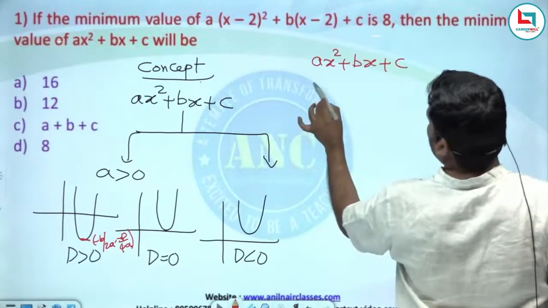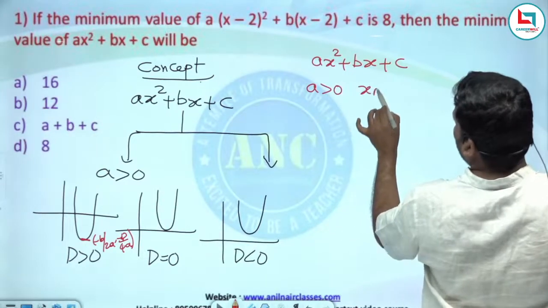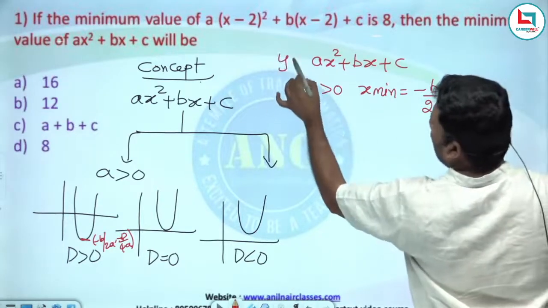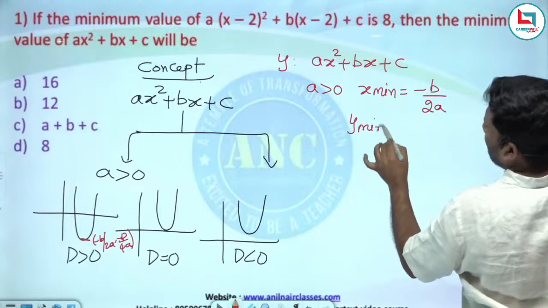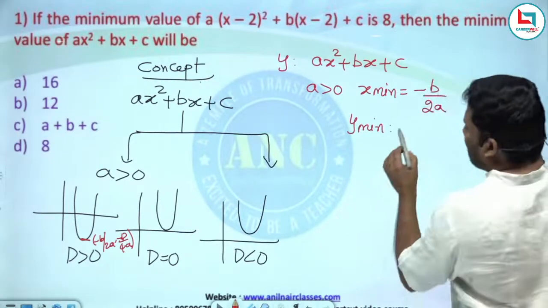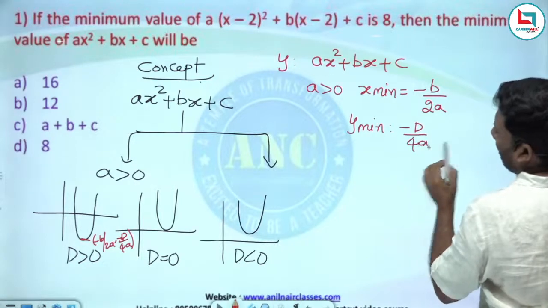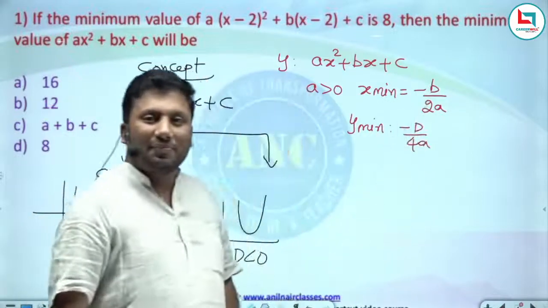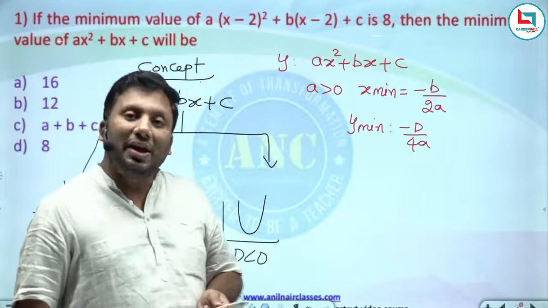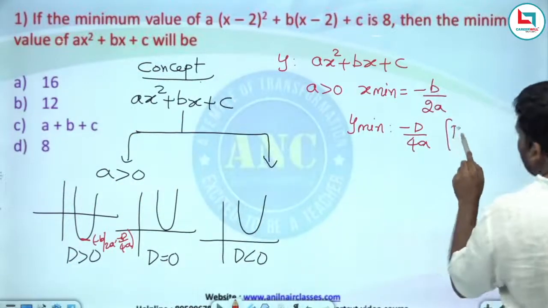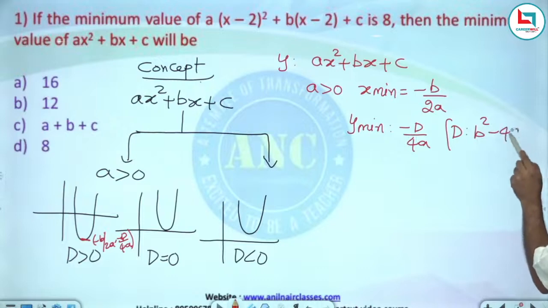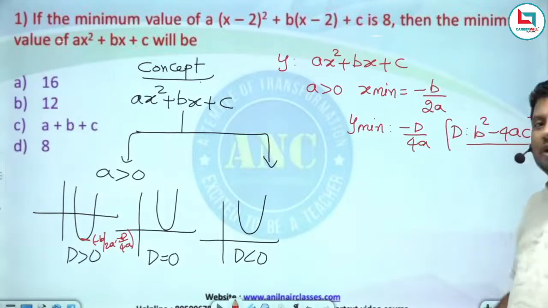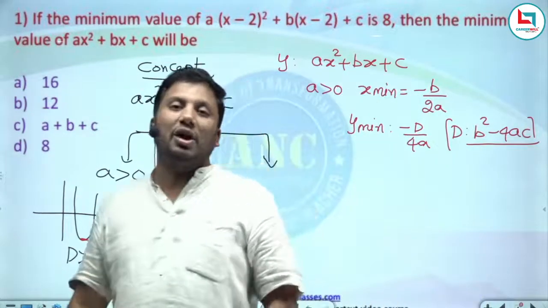If a is greater than 0, then this expression will have a minimum at minus b by 2a, and that minimum value is obtained by substituting minus b by 2a wherever x is there. It is minus D by 4a. If you observe closely, x minimum is dependent on a and b, and y minimum is dependent on a, b and c. D is the discriminant, given by b square minus 4ac.